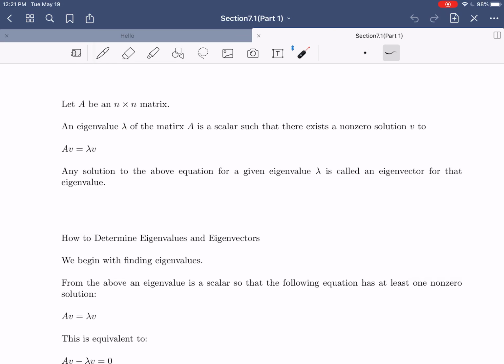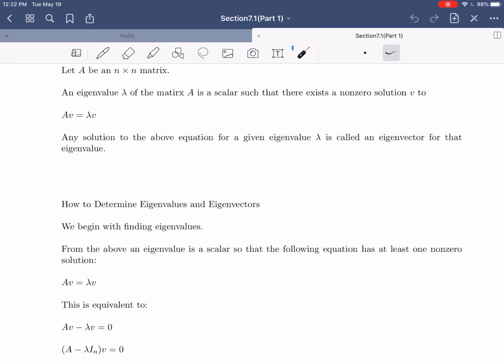Now, you should notice that there is a restriction to the solutions that we're talking about here. We want it to be a non-zero solution. Obviously, if V was equal to 0, this equation is always trivially true. So we're looking at things that have a non-zero solution. Any solution to the above equation for a given eigenvalue lambda is then called an eigenvector for that eigenvalue. To make sure that you understand, because there are a lot of moving pieces here, A is our matrix, V, if it's non-zero, is the eigenvector, and lambda is the eigenvalue.